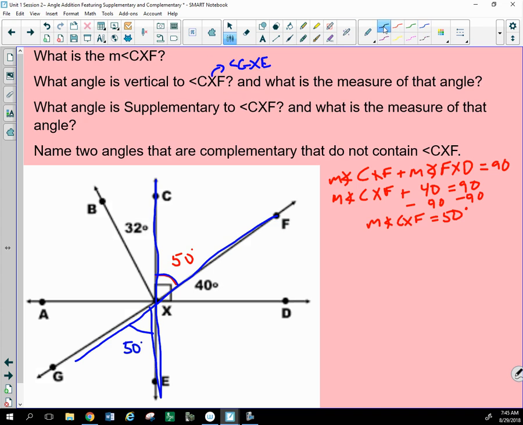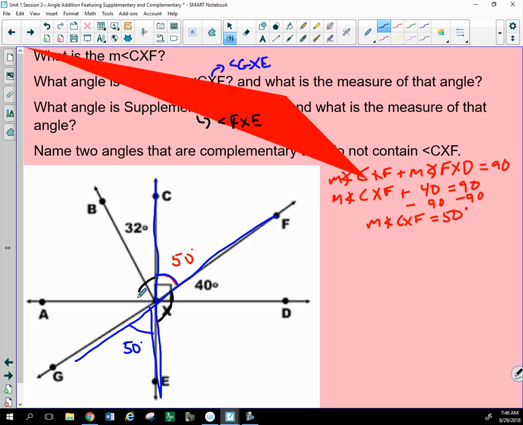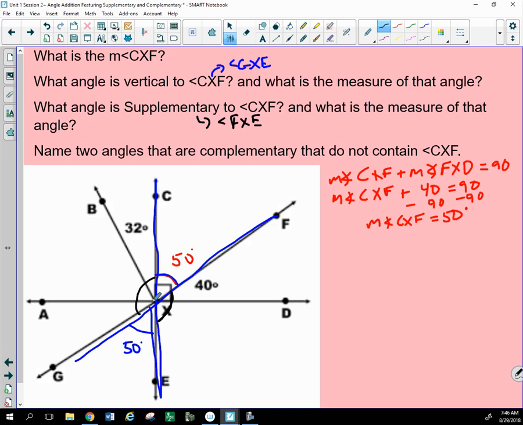All right. Then they're asking for what angle is supplementary to CXF. And so supplementary means it's going to add up to be 180. And so there are two options for this. There is this angle right here that would complete the straight line that is CXE. And so that would be one angle. So one angle supplementary to CXF would be FXE. And then the other angle would be on the other side, matching up with the other angle, which would be right here, and that would be CXG.